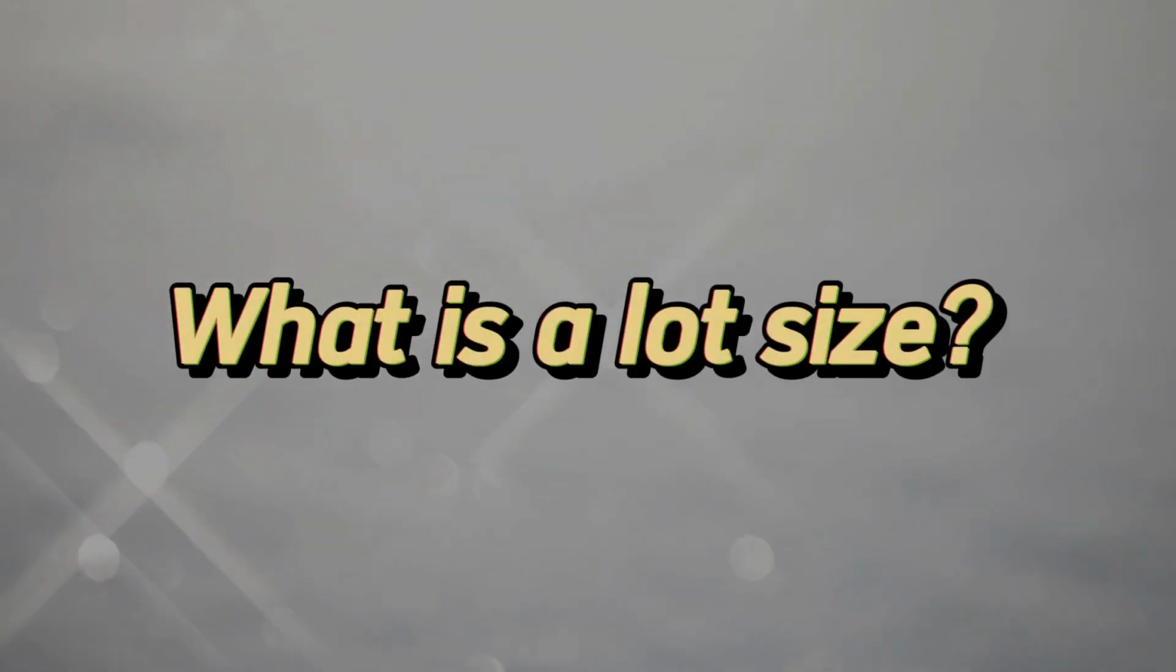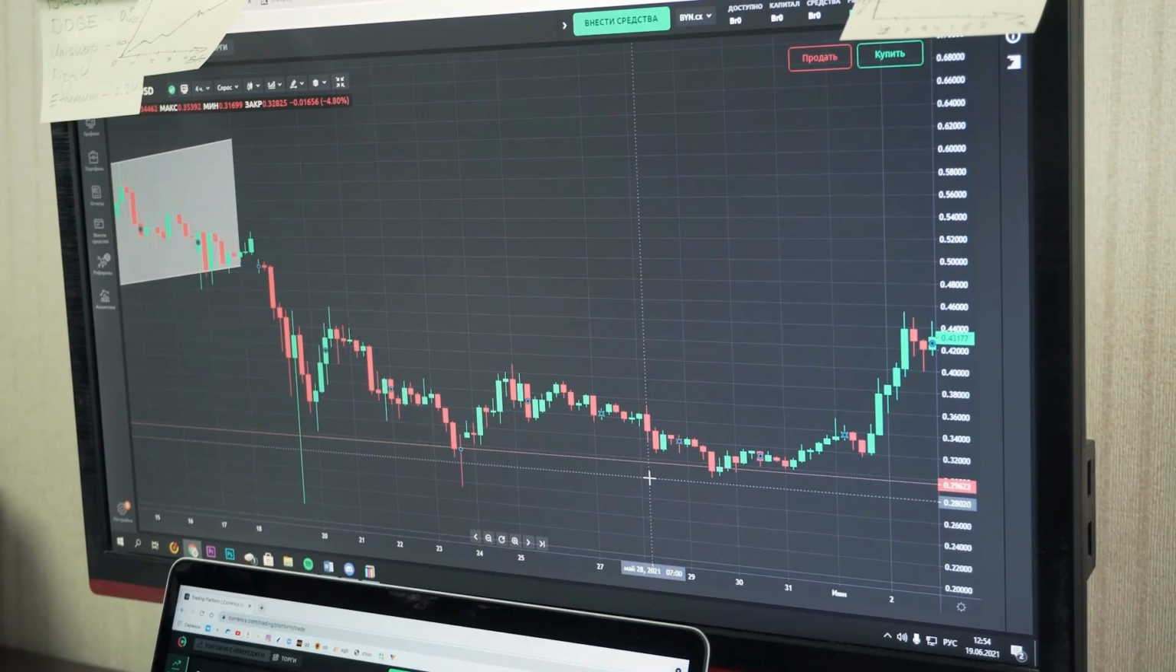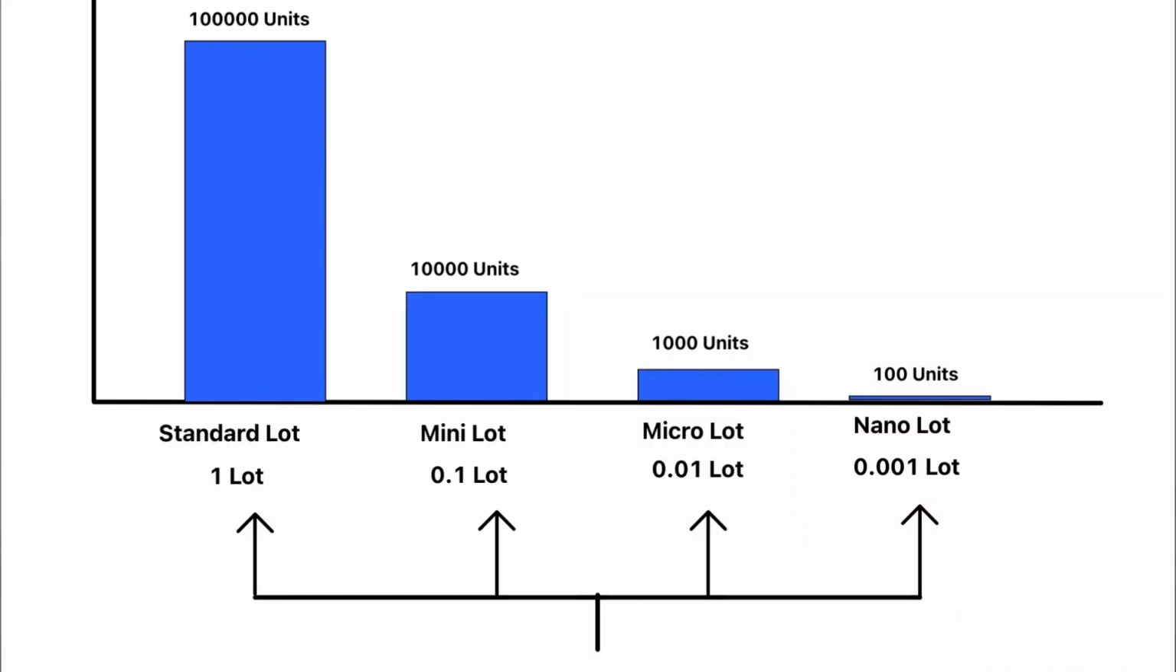What is a lot size? In forex, positions are usually measured in lot sizes. Lot size can be divided into the following. The first one, we have a standard lot. A standard lot represents 100,000 units of the base currency. Then we have a mini lot. A mini lot is a tenth the size of the standard lot, which represents 10,000 units of the base currency. Then we have a micro lot, which is 1,000 units of the base currency. Then the last one, nano lot, which is 100 units of the base currency.